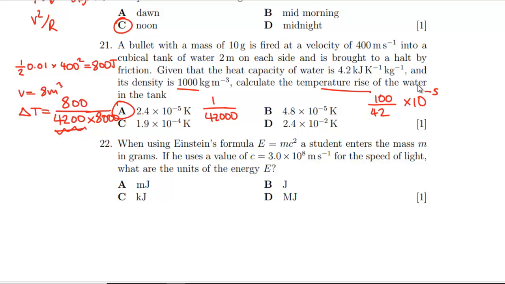When using Einstein's formula E equals mc squared, a student enters the mass m in grams. If he uses a value of that for c, the speed of light, what are the units of energy? So we've got E equals mc squared. So c's gone in fine. He's put in mass in grams. So grams is kilograms over a thousand, so we'll end up getting millijoules out on the other side. So it's going to end up being A.